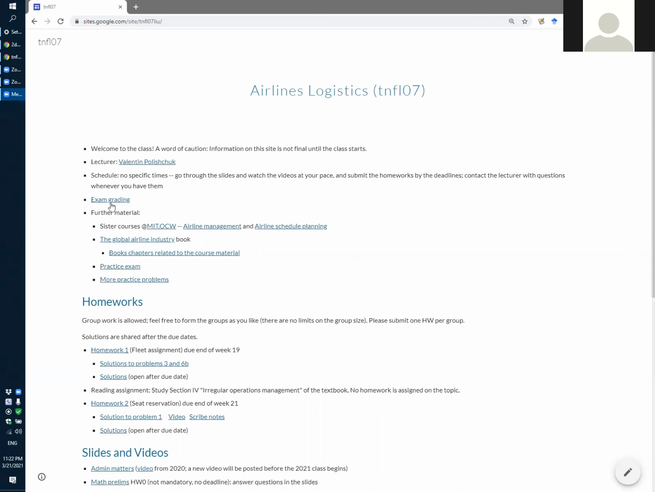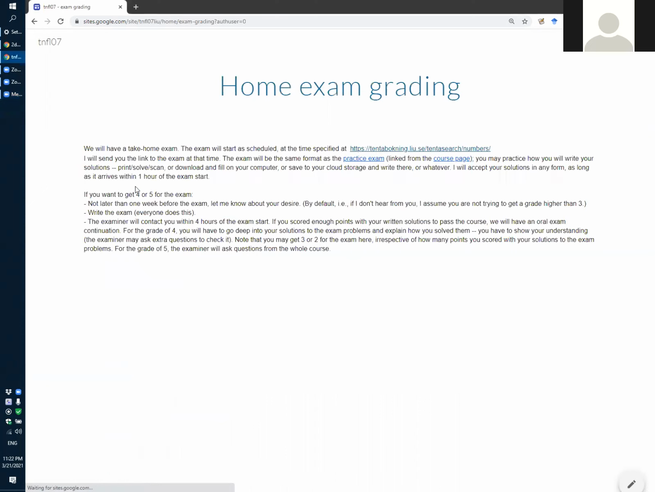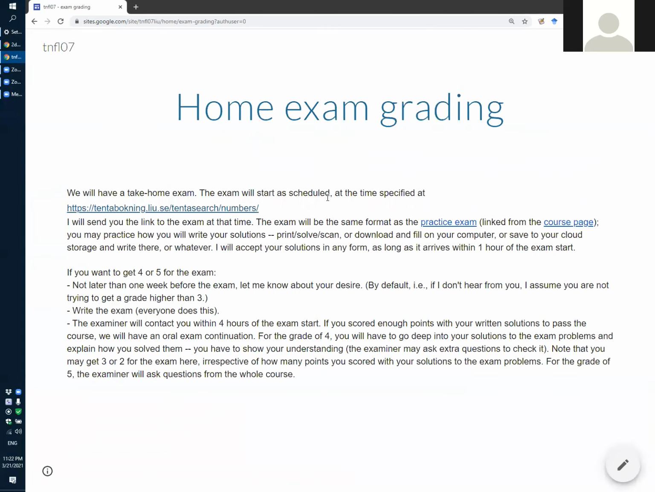In the end, we will have an exam. And here's a web page, which is a sub-page of the course homepage, which describes the rules by which the exam will be graded. So the exam will be a take-home exam. It will start as scheduled at the time specified in the official schedule for the exams. At that time, I will send you the link to the exam, and you will start solving it.